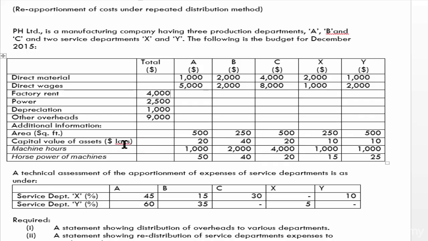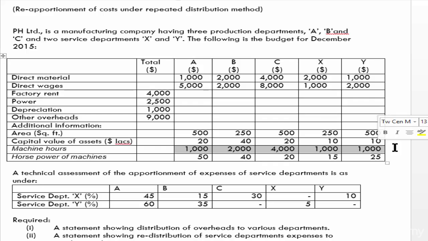Next, what you have is the capital value of assets. You have the information about $20 lakh assets maintained by department A, $40 lakh maintained by department B, and so on. Here you have the depreciation cost. Depreciation cost can be apportioned between these five departments based on the capital value of assets. Then you have information about machine hours, that is, how many hours the machines have been run by the respective departments. So how are you going to make use of it?